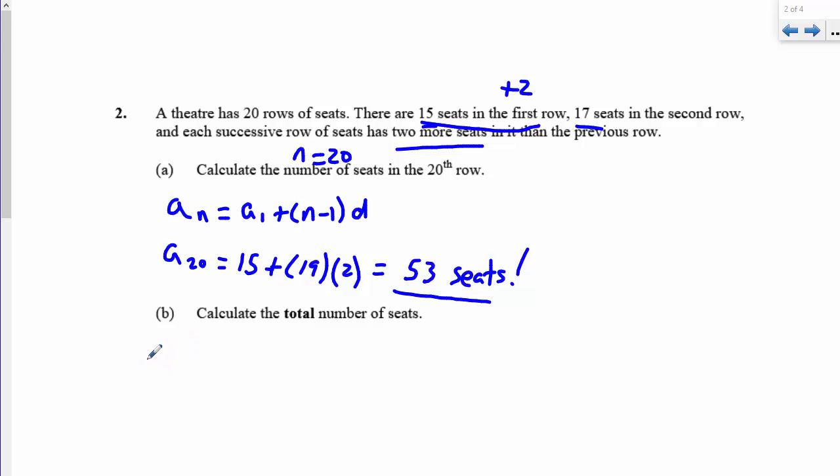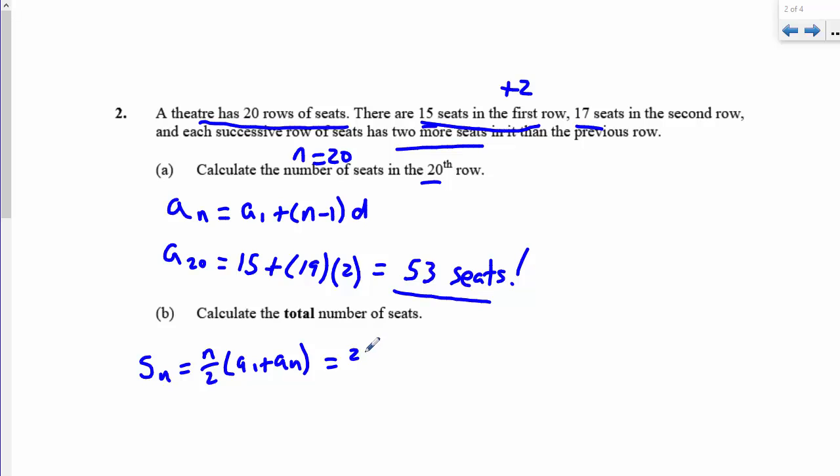Very well. So I'm going to use the partial sum of an arithmetic series. Sn is equal to n over 2 times (a1 plus an). All right. We know n is 20. That's the 20th row. As it turns out, the theater has, in fact, 20 rows of seats. That's what we're going to say n is 20.